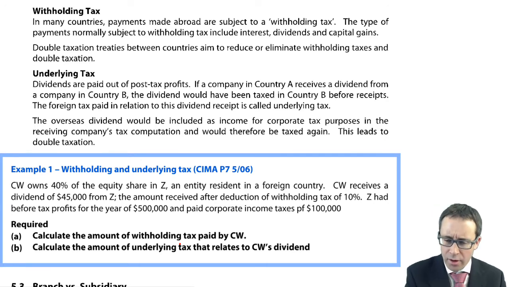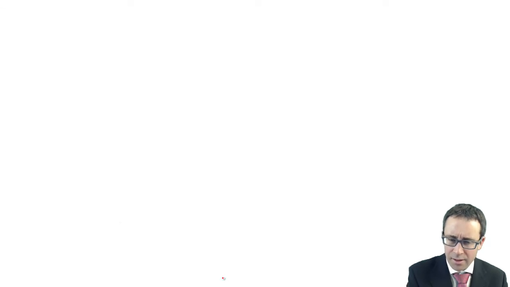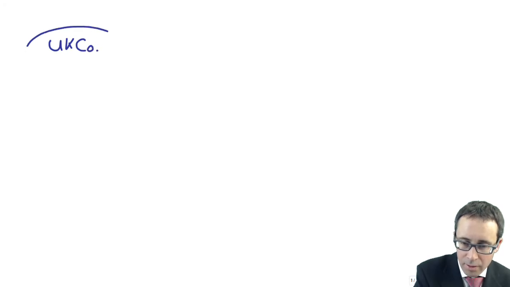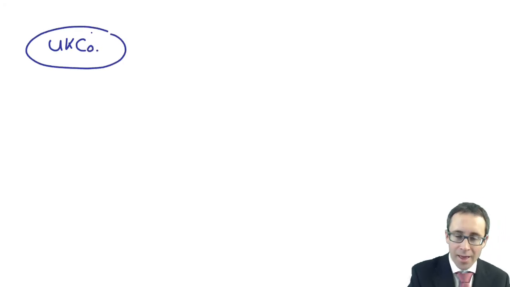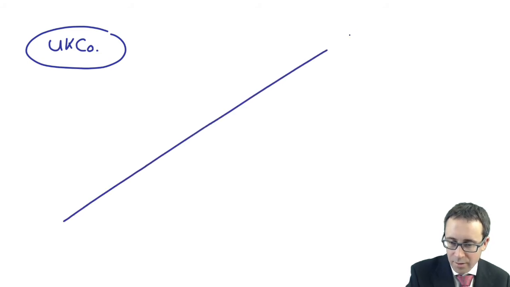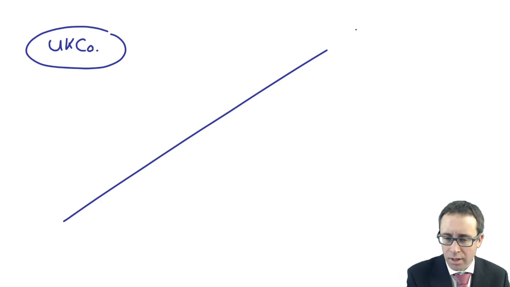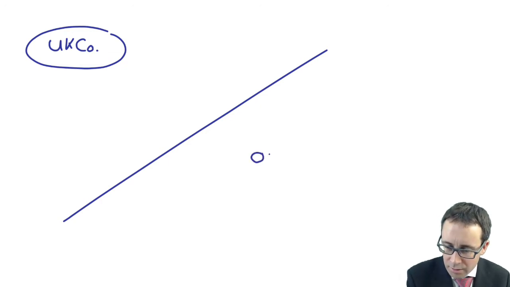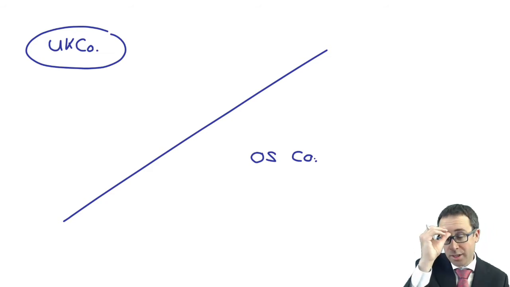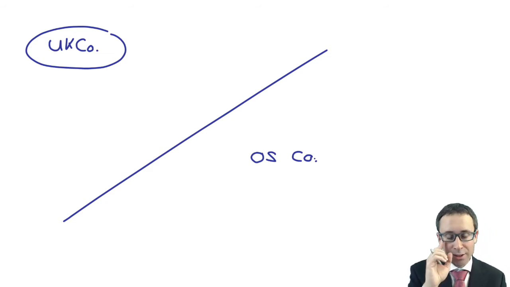Okay, because what you've got is, if we draw it up, you can see that it talks about, is it your underlying tax and is it your withholding tax. So let's just say that we are a UK company, and that UK company has, if you like, another company overseas. So an overseas company over which it has an ownership interest.